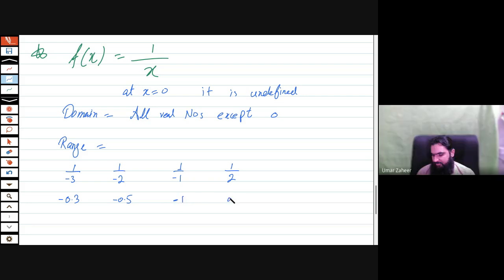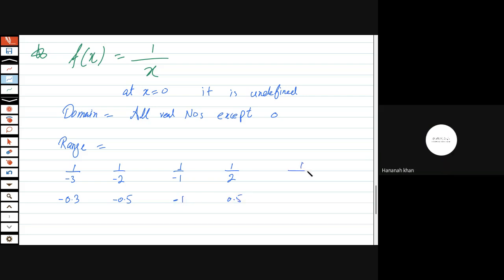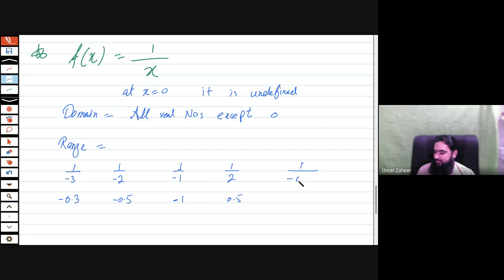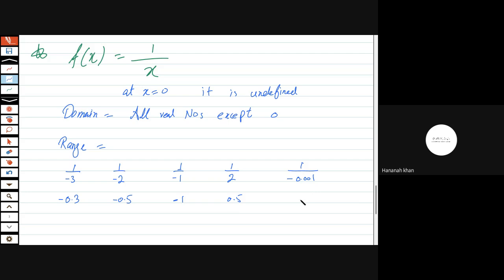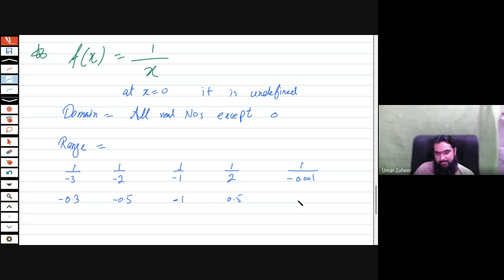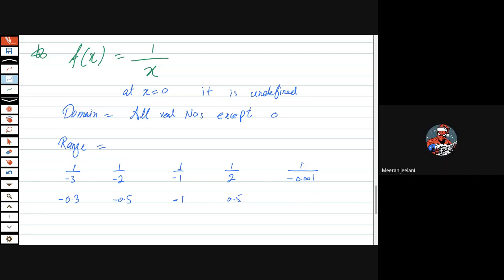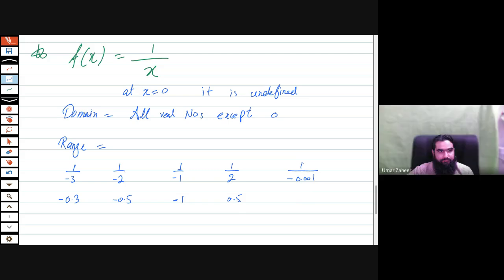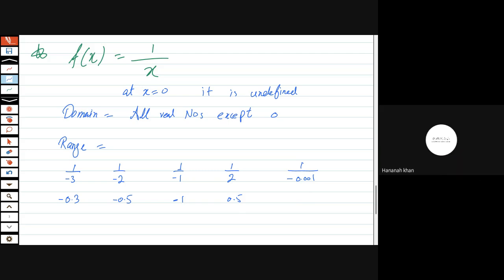Minus 1, 0.5. Okay, now substitute these values. Minus 0.001. Should I do it on a calculator? Yes. So it's negative 1000. Negative 1000.